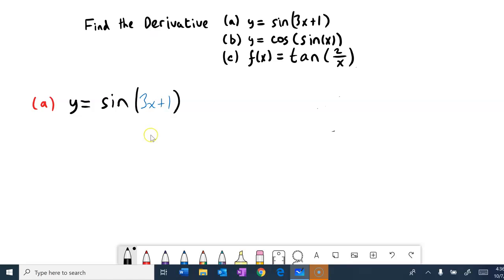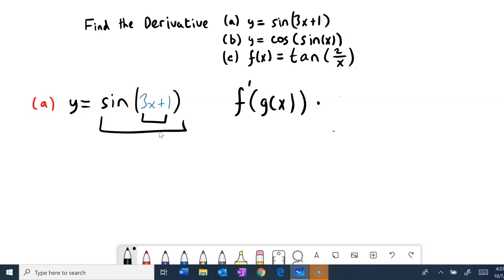Right here, sine of 3x plus 1, and we want to find its derivative. The way we would look at this is the chain rule basically says if you have something on the inside of a bigger function on the outside, you can take the derivative of the inside and of the outside and put them together through this formula. So f of, let's say, g of x. This is what the chain rule says. If you want to find its derivative, this is the formula right here.